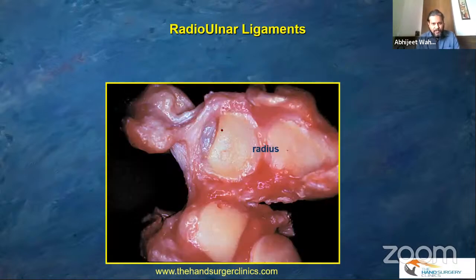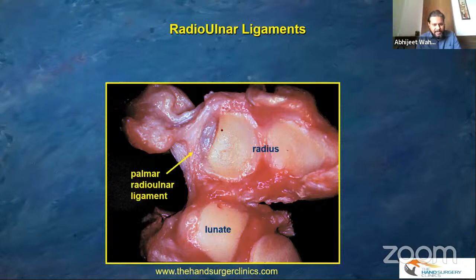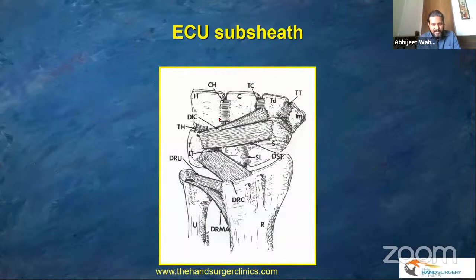Besides the TFCC, you have radioulnar ligaments, which are classified as palmar radioulnar and the dorsal radioulnar ligament. These are ligaments that attach the ulna onto the radius, to the volar and the dorsal corner respectively. And again, they reinforce the stability of the distal radioulnar joint. And these are distinct ligaments from the triangular fibrocartilage complex. Although it merges with the TFCC, the radioulnar ligaments also are important stabilizers of the DRUJ.